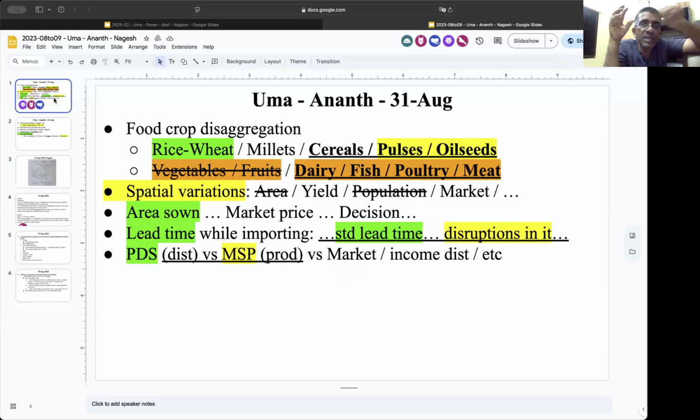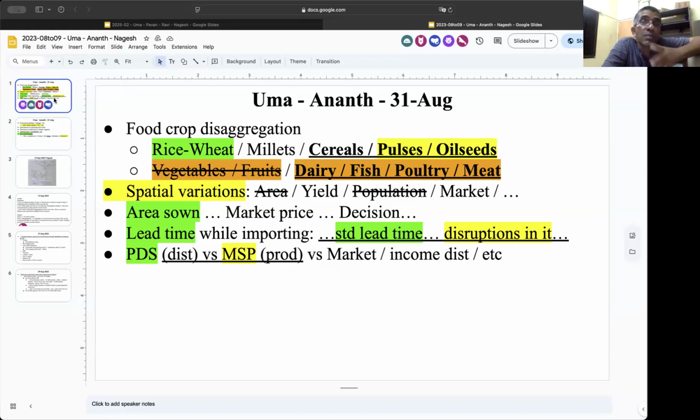Rice, wheat, we will begin with cereals first. Then we will add pulses and oil seeds. Then we will add the meat products to it. Vegetables, fruits, we said it won't come into food security. We will keep that out. So scoping is very important when you're trying to do modeling.